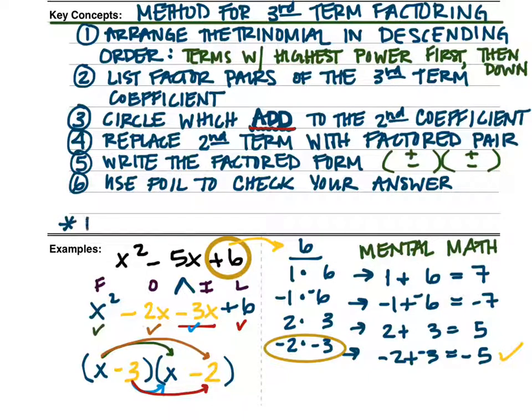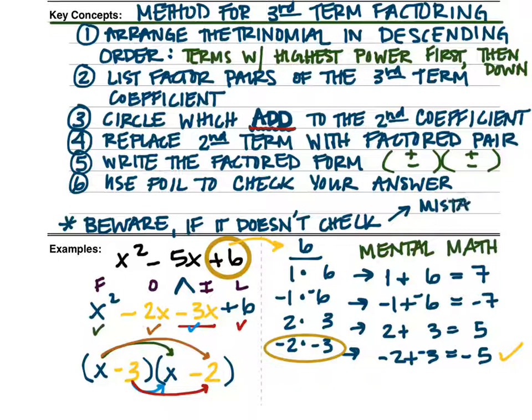Now I do want to have us be aware of something. So on this method, please be aware that if it doesn't check out, there are two options. Either we made a mistake, which is totally possible, or this is a prime polynomial. Prime polynomials mean that it's not factorable.